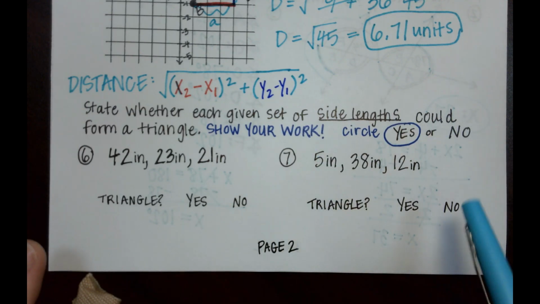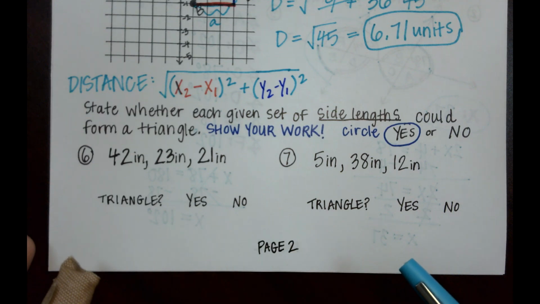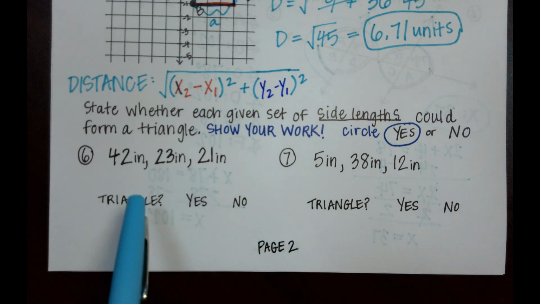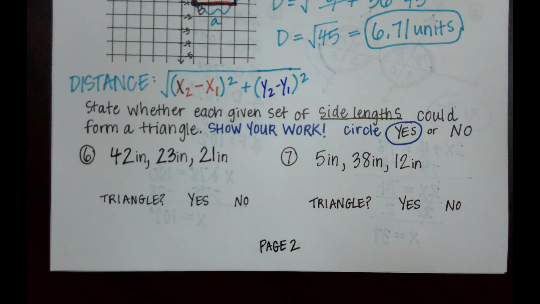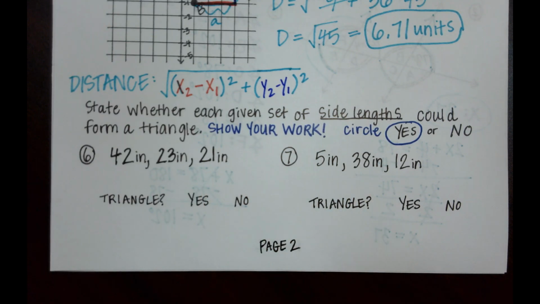What if they're equal, or more than the number? There's the biggest number, and then we're supposed to add the two smaller numbers. If they're bigger than the biggest side when I add my two smaller sides, then it is a triangle. If it's equal or smaller, then it's not a triangle. It has to be bigger.